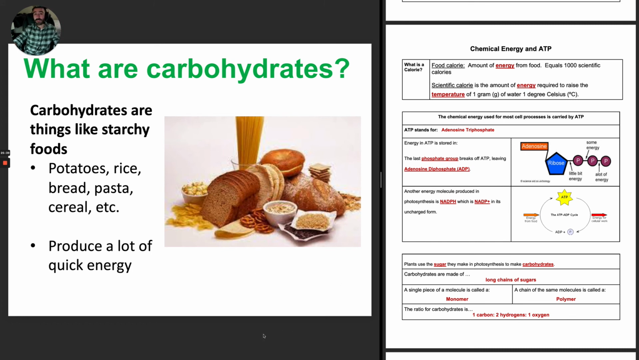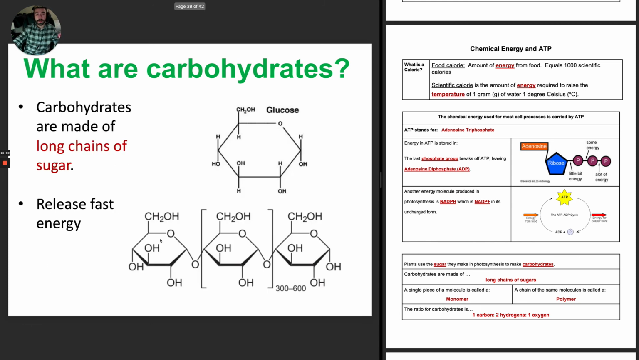So carbs produce a lot of quick energy, meaning that the energy held in these bonds is really readily accessible. And so a carbohydrate is actually a long chain of sugars. So this is glucose. The C6 means 1, 2, 3, 4, 5, 6 carbons. There's 12 hydrogens and 6 oxygens as well. C6H12O6. Now these can be linked together. And a long chain of sugars is what we call a carbohydrate. And these can release energy really quickly.